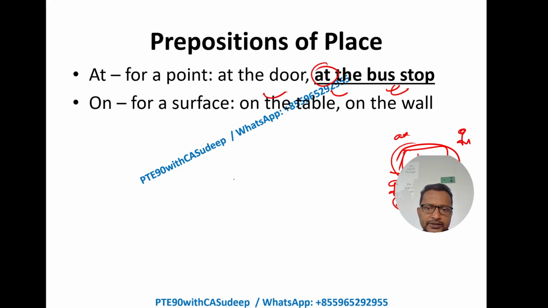Okay. "On" for a surface, right? So for example, if that is a surface and it is on the top, then you say "on", right?